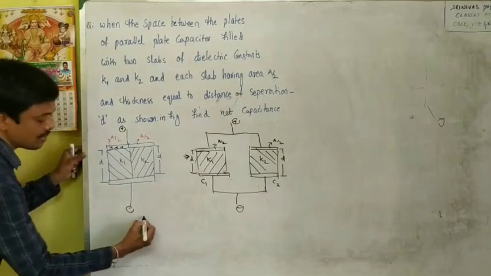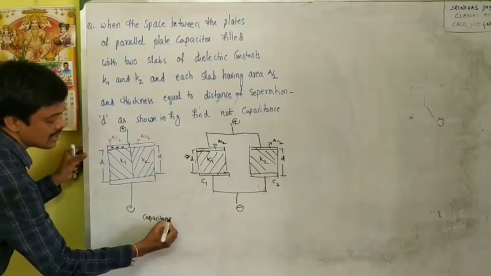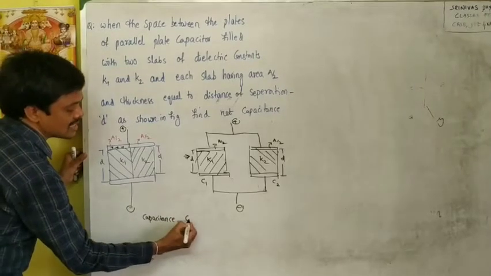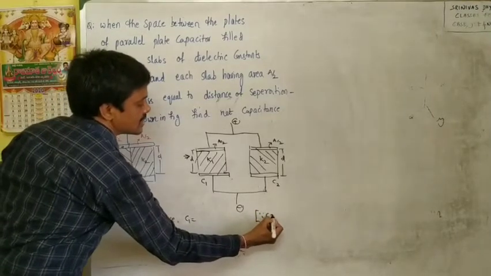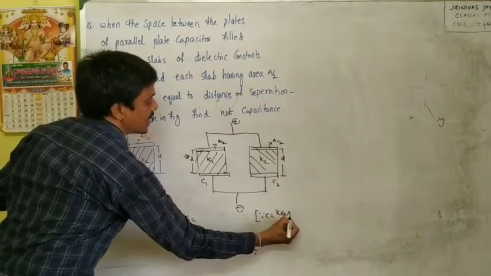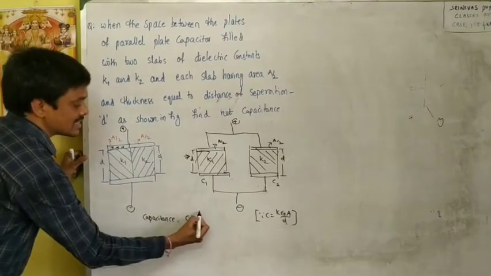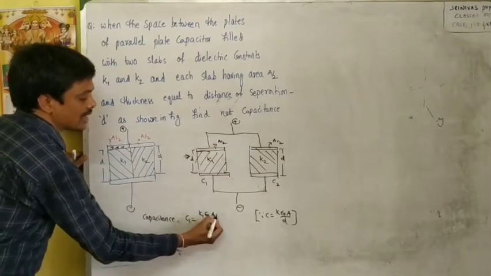First, the capacitance of the first capacitor. Right, capacitance C1 is equal to what do we write? We have the formula for C: C is equal to K epsilon naught A by D. Use this formula. C1 we write as K1 epsilon naught, A is A by 2, not A.